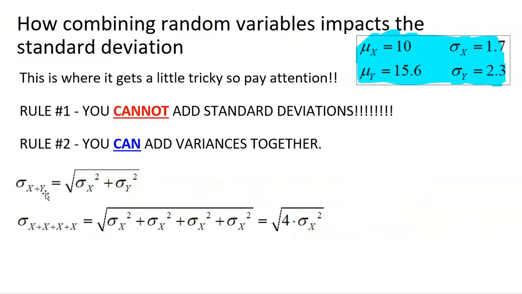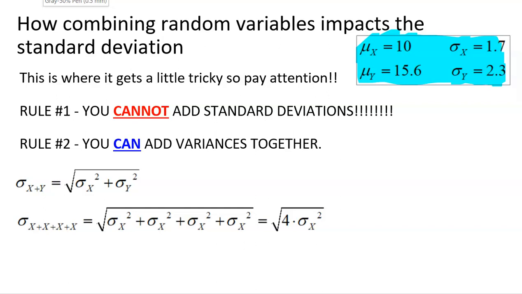All right, now before you start looking at my rules and getting a little confused, just hear me out. There's 2 rules here. Rule number 1, you cannot add standard deviations. Listen to that one more time. You cannot add standard deviations. Don't ever add 2 standard deviations together. Oh my gosh, don't ever do it.